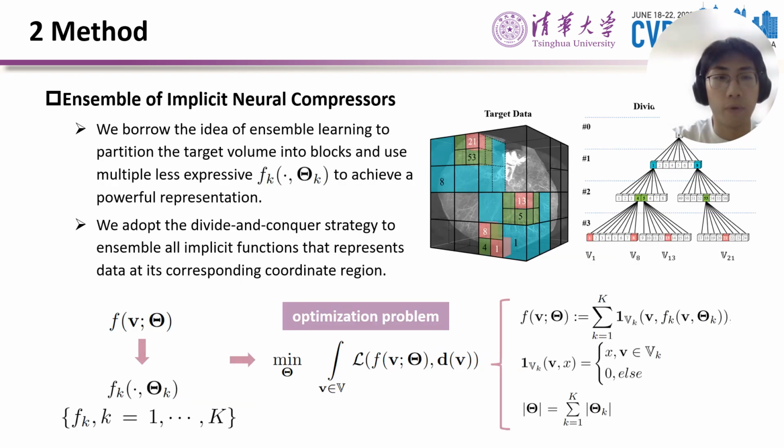First, we borrow the idea of ensemble learning to partition the target volume into blocks and use multiple lightweight MLPs to achieve a powerful representation. We adopt the divide and conquer strategy to assemble all implicit functions that represent data at their corresponding coordinate regions.